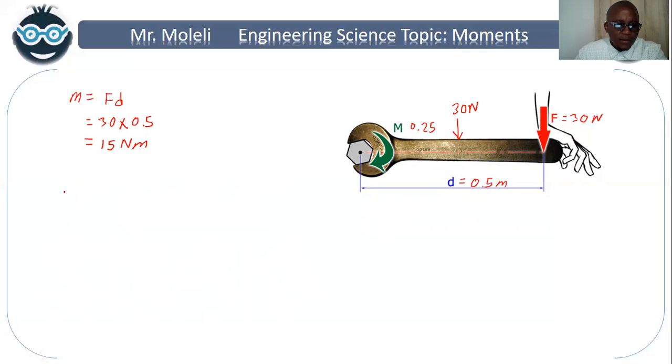So now let us see. We say moment equals FD. So in this case, your force is 30 multiplied by 0.25, and that gives you an answer of what? 7.5 Newton meter. So good people, this clearly shows that the closer you get to the turning point, the less moment you obtain. I hope that answers the question, good people.